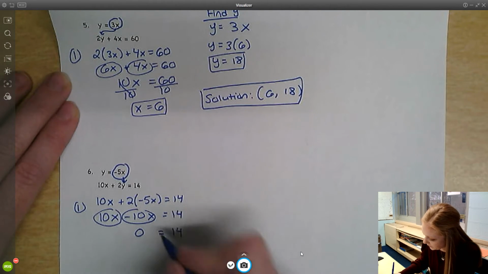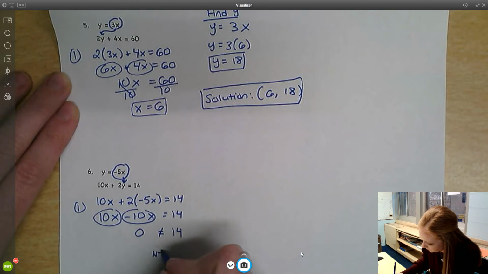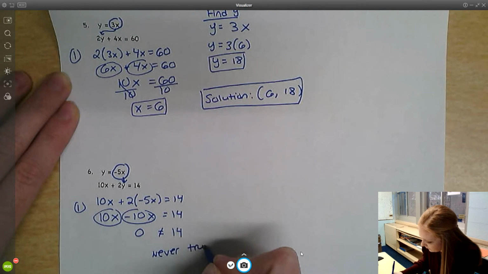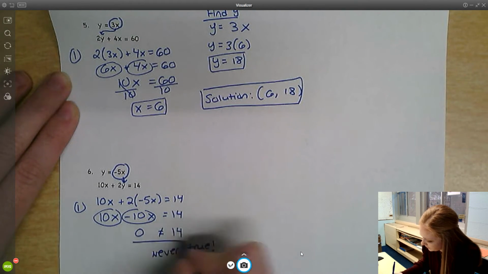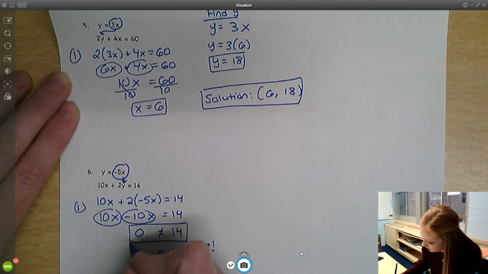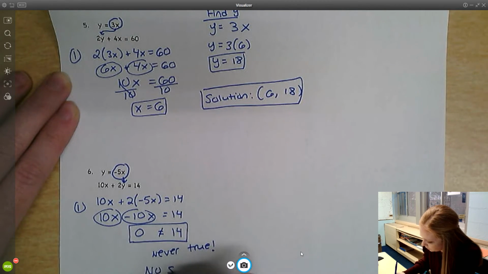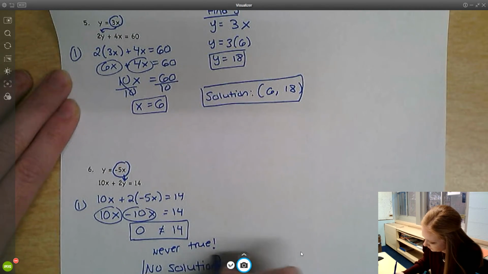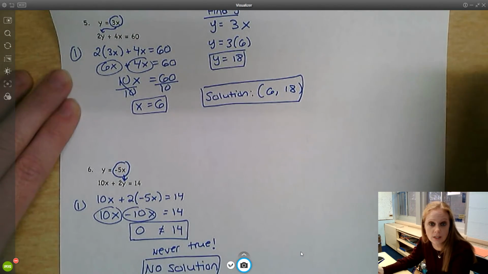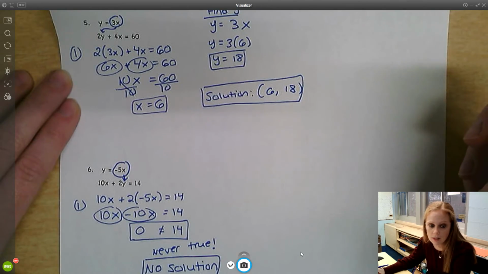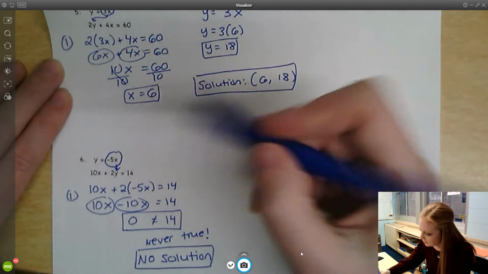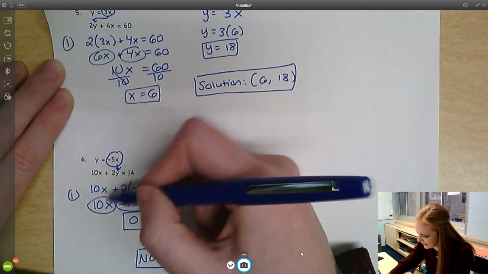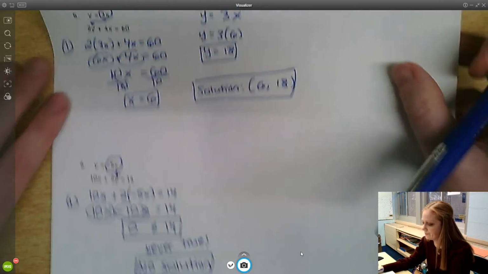0 does not equal 14. That's not true. Never true. So what this means is no solution. Right? If you got like 14 equals 14 or 0 equals 0, it would be infinitely many. But this is no solution. We plugged in our negative 5x for y, and we got 0 equals 14.